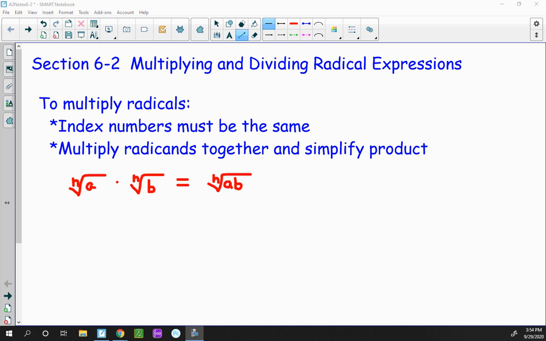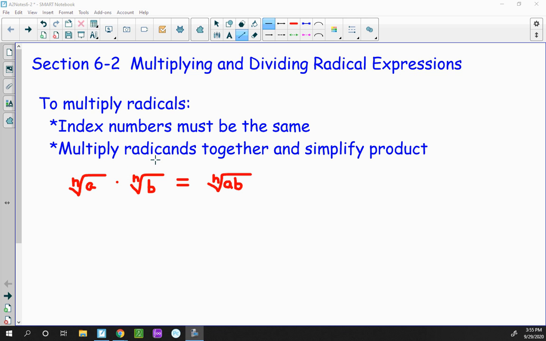Pre-Cal. Today you're going to be learning how to multiply radical expressions. We're going to focus on multiplication only. It's really easy to multiply radicals. First thing I need you to do is check the index numbers. They have to be the same. Index numbers, remember, are the little numbers in the position of n.